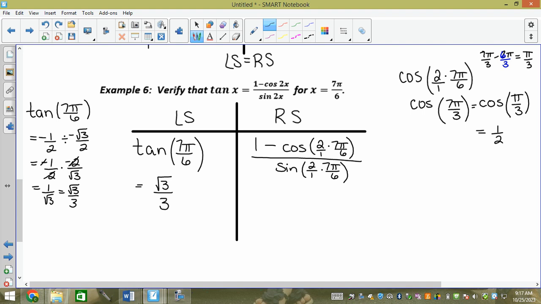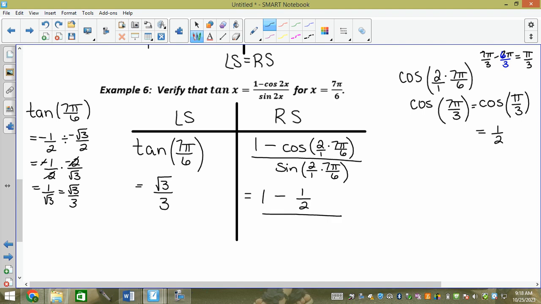Could you also type cos 2 times 7 pi over 6 in radian mode in your calculator? Yep, try it out. Make sure you're in radian mode. I am. And then go cos 2 times 7 pi over 6. What do you get? 0.5. Same answer, because that is the answer, right? So we get a half.